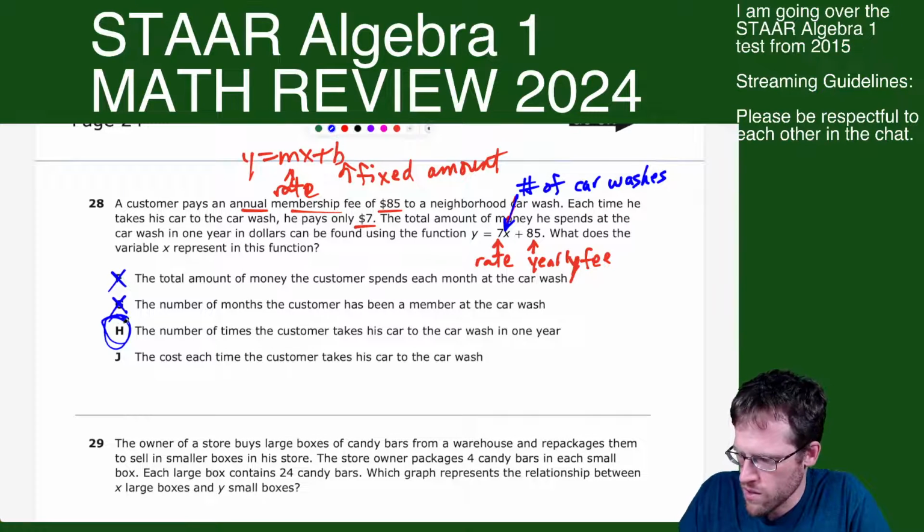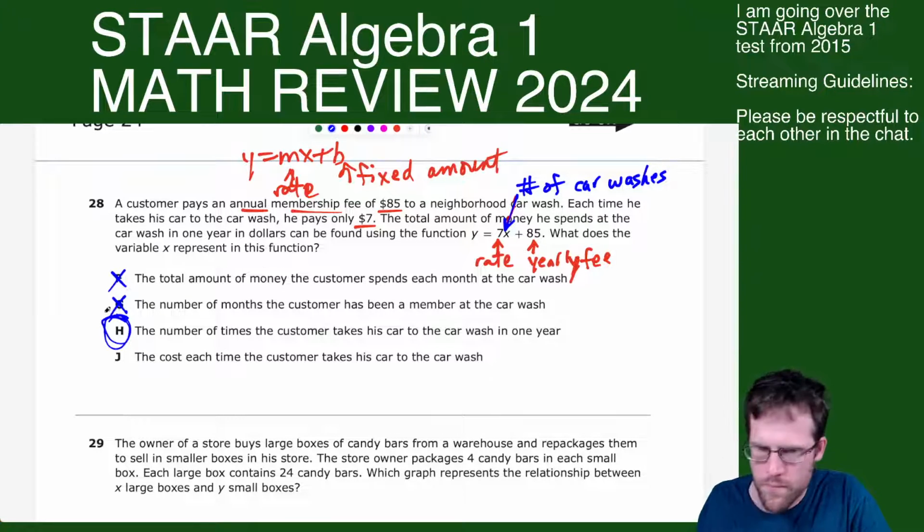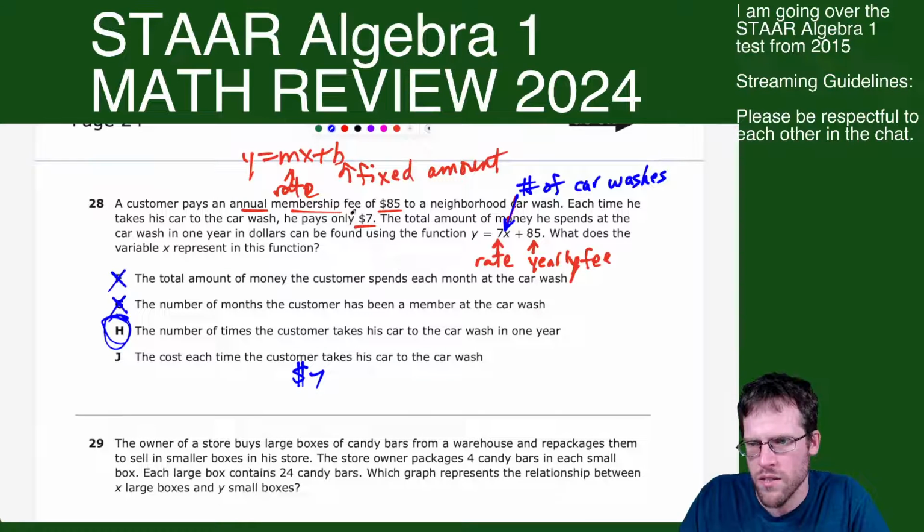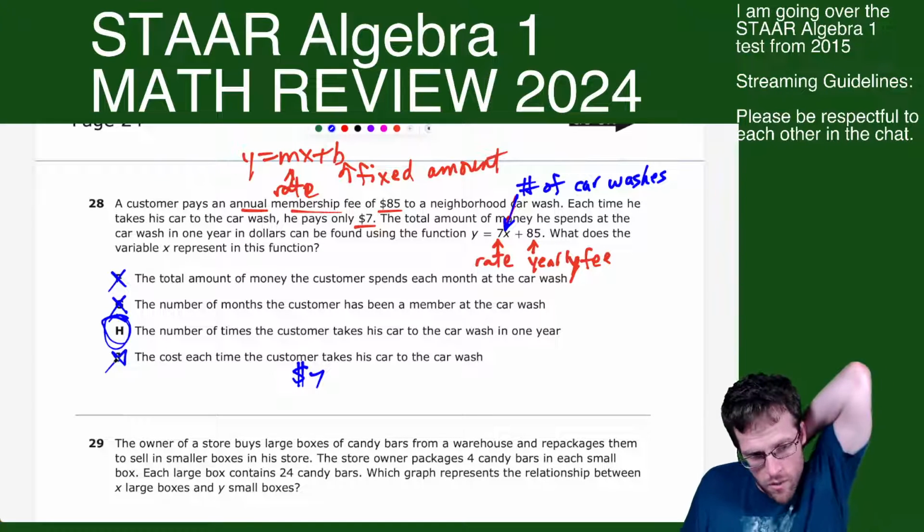So this one here, it's looking like choice H, and it is. So J, we have the cost each time the customer takes his car to the car wash. No, that was the $7. Okay, this was the $7. That's how much it is. They told us right here. Each time he takes his car to the car wash, he pays $7. So choice H is the one.